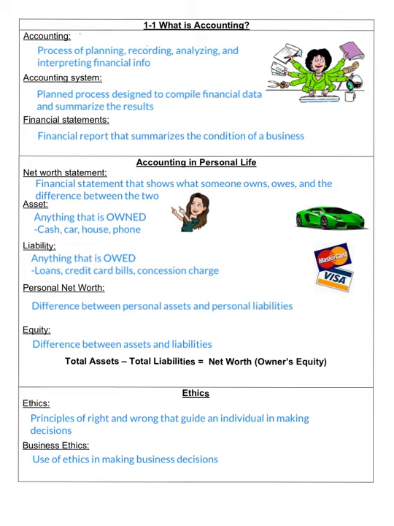A net worth statement is a financial statement that shows what someone owns, owes, and the difference between the two. So if you wanted to, you could actually do a net worth statement on your own. In years past, I've actually made kids do this before. So you could pick some assets, which is anything that you own. So maybe some cash, your phone, your clothes, okay? Anything that you own, that would be an asset.